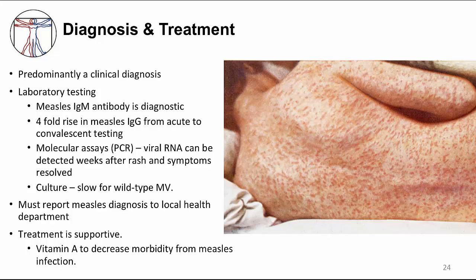There is no effective antiviral treatment for measles. You give supportive care. In developing countries, vitamin A is routinely given to patients to decrease mortality, especially from pneumonia. In the U.S., select populations should be given vitamin A. As I said before, all the complications, deaths, and morbidity from measles infection can be prevented.